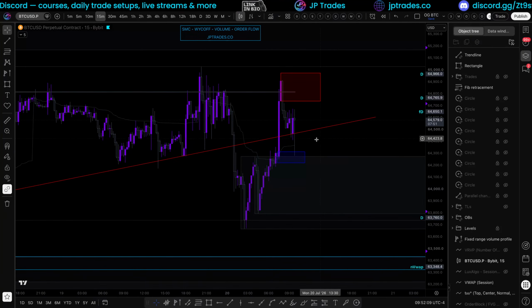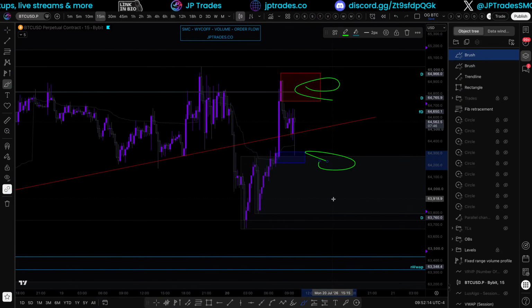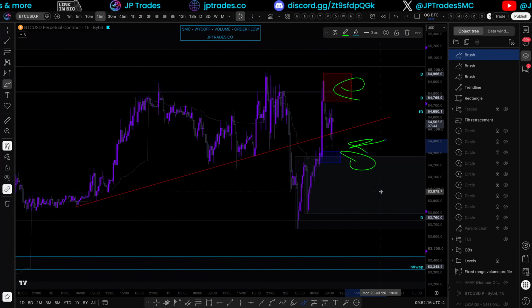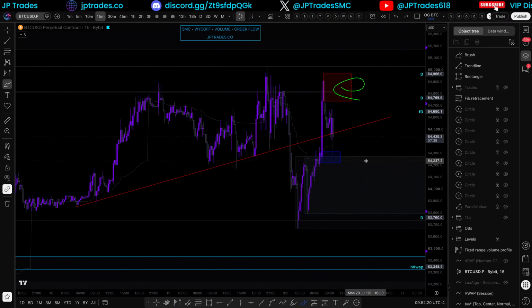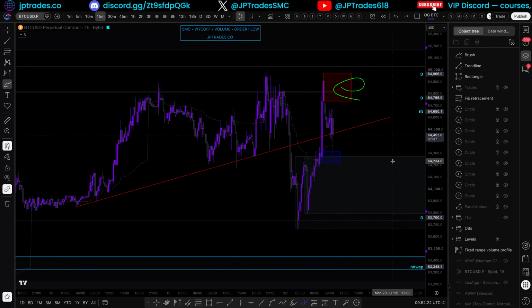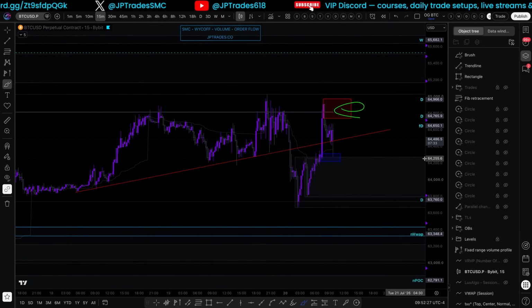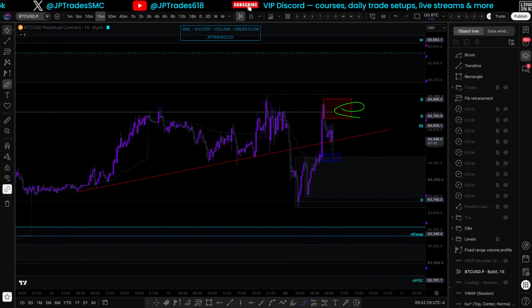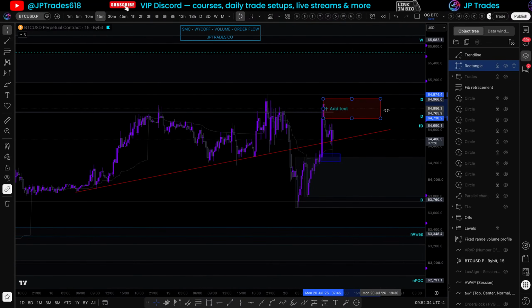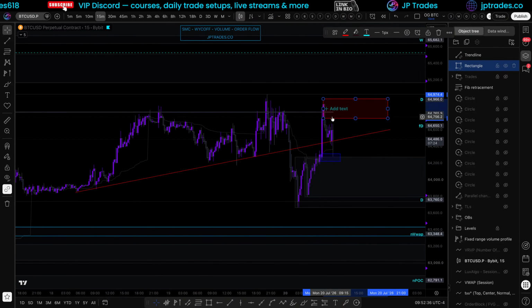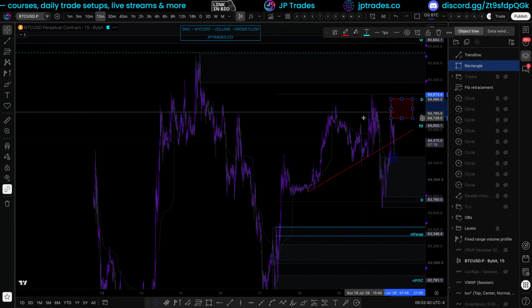So right now, these are the two areas that I'd be playing. Of course, the VWAP and order block long is already engaged, but let's see if they hold it here. This level has really been acting as resistance for some time.